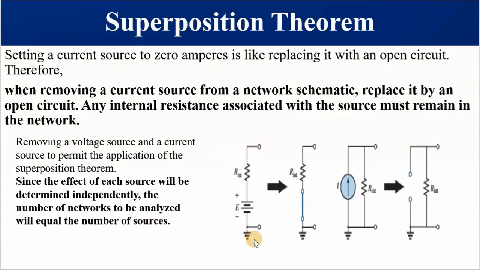Let's have a look at this example. We've got a source with internal resistance Rint, and we are replacing this voltage source with its internal resistance. So we put a short circuit where the voltage source was, but please take note that its internal resistance must remain. If it does not have an internal resistance, it will only be a short circuit. We are now removing a current source from the network. We replace it with an open circuit, but please take note that its internal resistance must be left. So this is how you replace a voltage source as well as a current source.